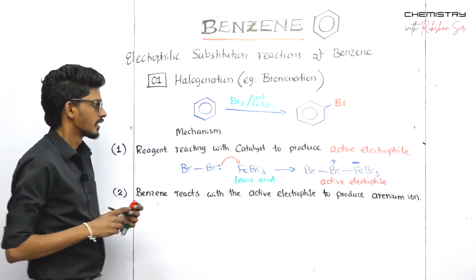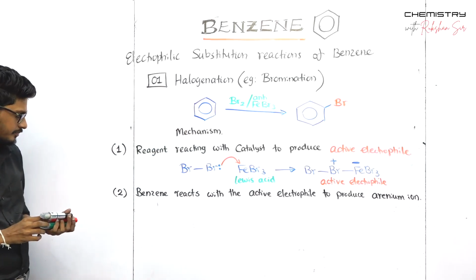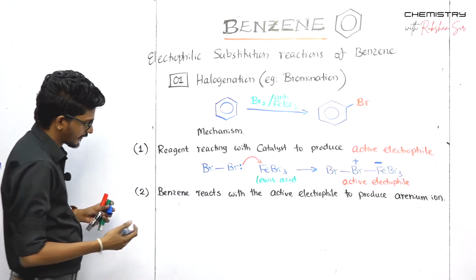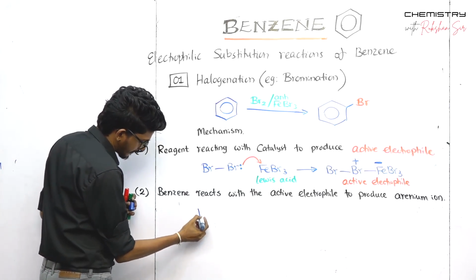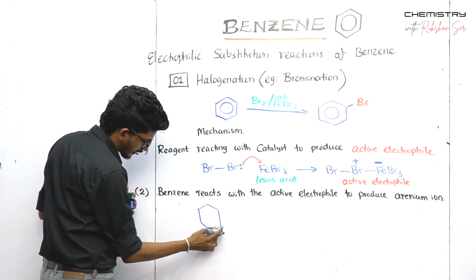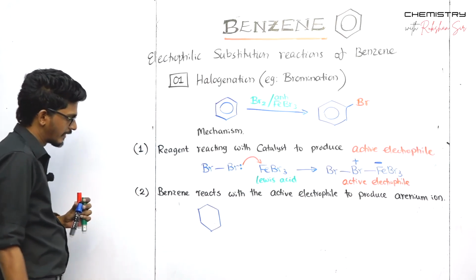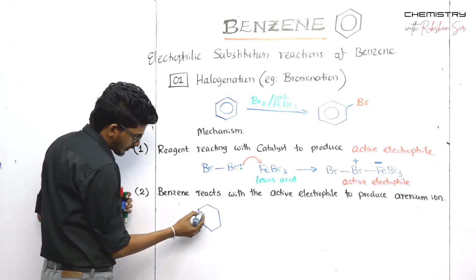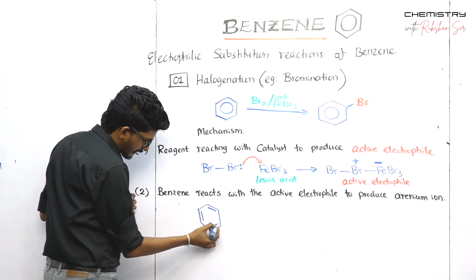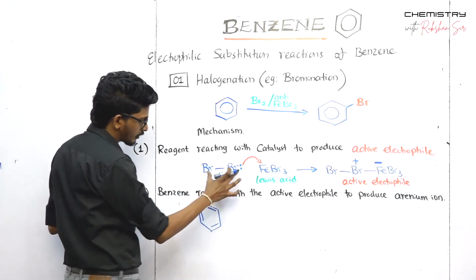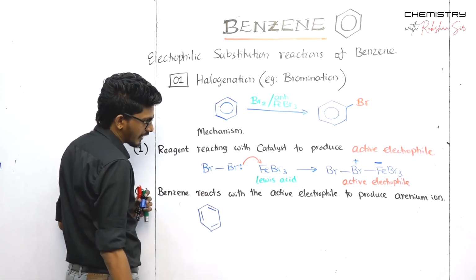Right. Let's discuss that step. So this is what happens. Now benzene comes to that. So what will happen? Benzene, with these 5 bonds, will attack to produce the active electrophile.